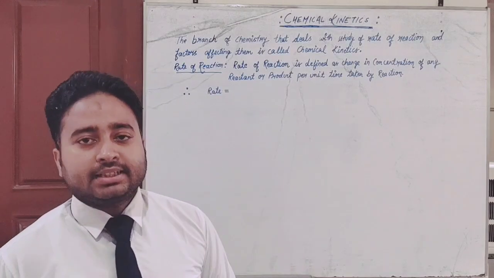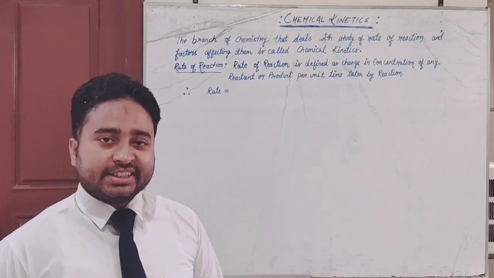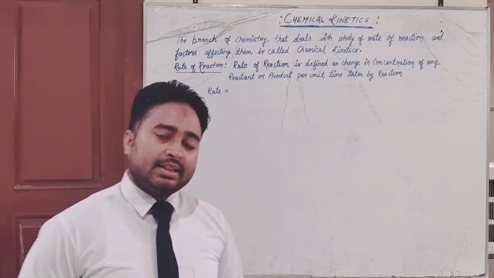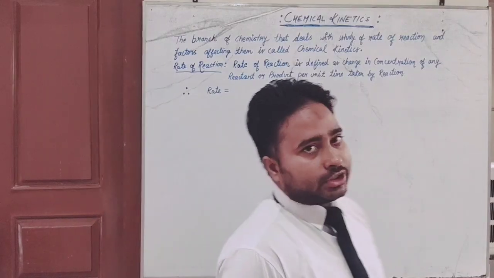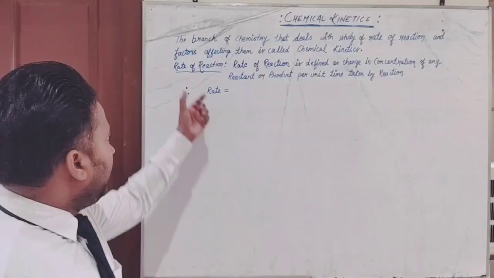Topic for today is chemical kinetics, the branch of chemistry that deals with the study of rate of reaction and factors affecting the rate of reaction is called chemical kinetics. Now, in order to understand the concept of kinetics, we have to understand rate of reaction. Let us discuss it. Rate of reaction.